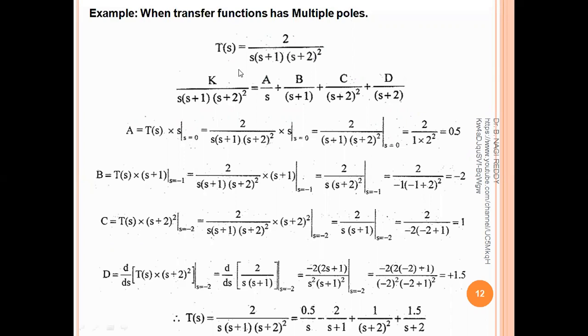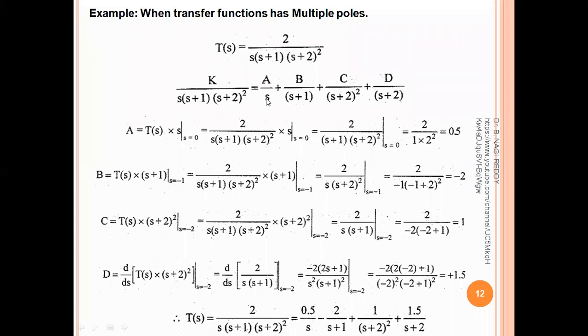So we know how to write the given transfer function as a by s, because this term is s, and b by s plus 1, and c by s plus 2 whole square. However, since this is a whole square term, we must include d also, and the d must be the internal term of this whole square, which is s plus 2. Now we must calculate a, b, c, and d.